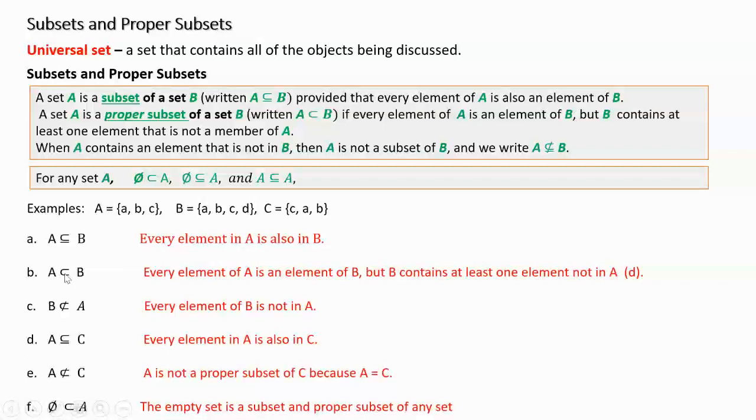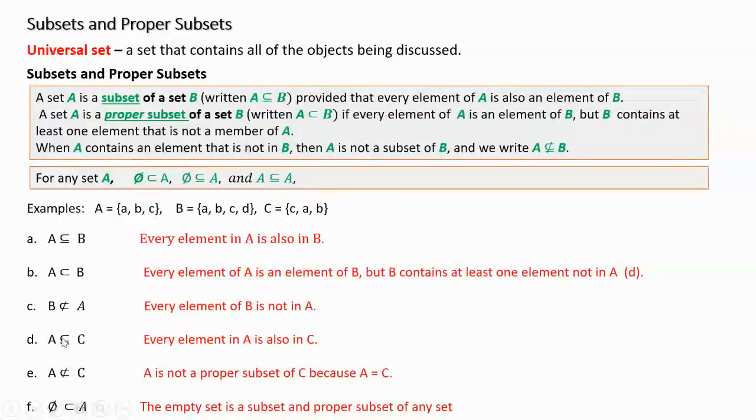Look at B. The symbol means proper subset. Every element of A is an element of B, right? So every element here in A is also in B, but B has another element that's not in A. That's the definition of a proper subset. Let's see C. B is not a proper subset of A. That is very true because every element in B is not in A.